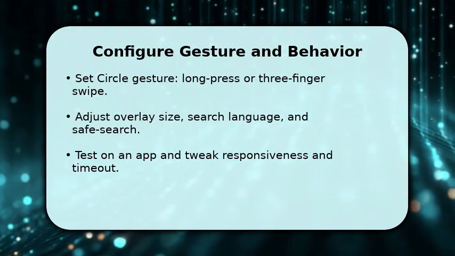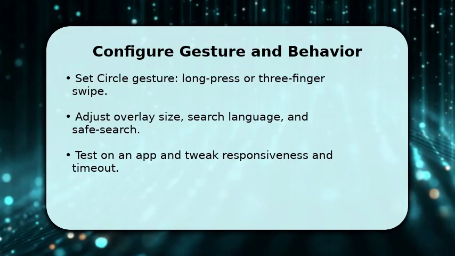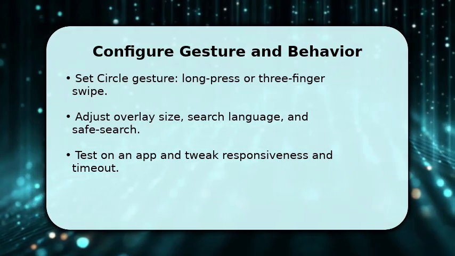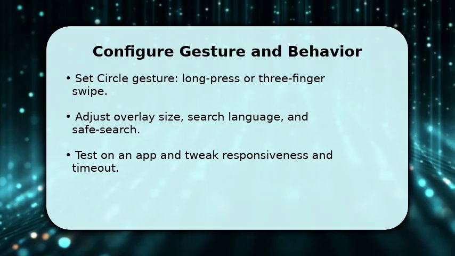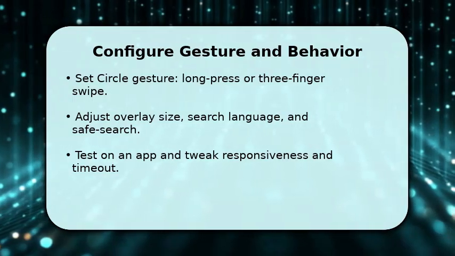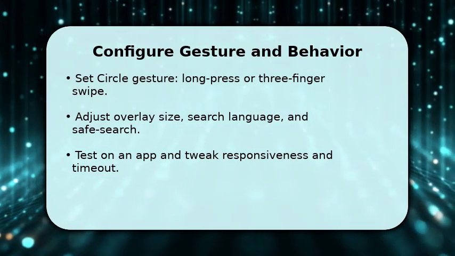Once configured, test by drawing a circle over text or an image in any app. Observe responsiveness and change the timeout or sensitivity if it misses selections. This tuning makes searches precise and repeatable.